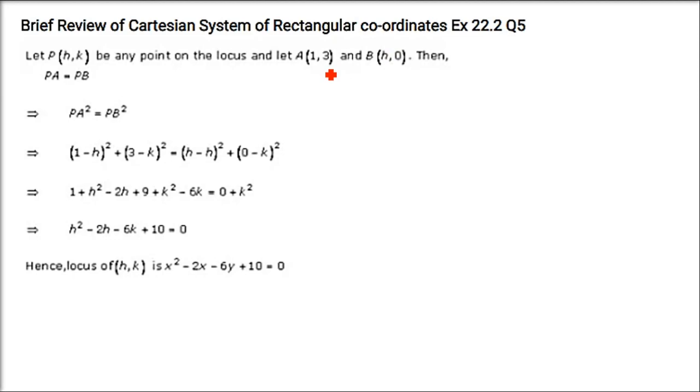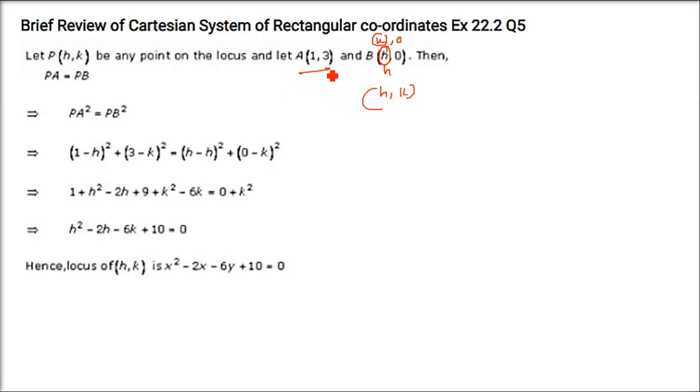Now find the locus of a point which is equidistant from 1, 3 and the x-axis. So the same question we have already done. So the point is equidistant from 1, 3 and the x-axis we are talking about, y will be 0. So we are taking h and k always. When we are trying to find h, the h will be the same. So this will be h, 0. 1, 3 is one point and h, 0 is the other point.